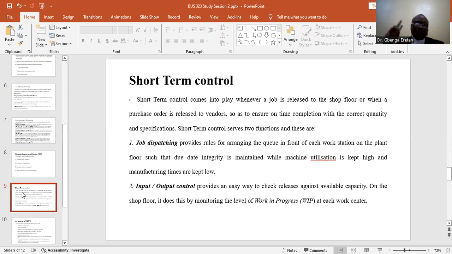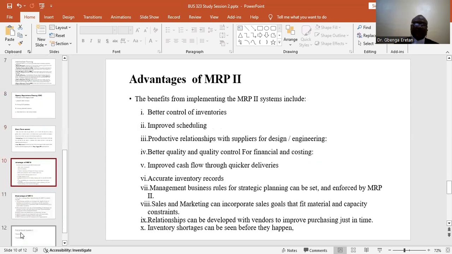Short-term control serves two functions. Number one, job dispatching. This provides rules for arranging the queue in front of each workstation on the plant floor so that due date integrity is maintained while machine utilization is kept high and manufacturing time is kept low. Short-term control also includes input-output control, and this provides an easy way to check the release against available capacity on the shop floor. It does this by monitoring the level of work in progress at each work center.